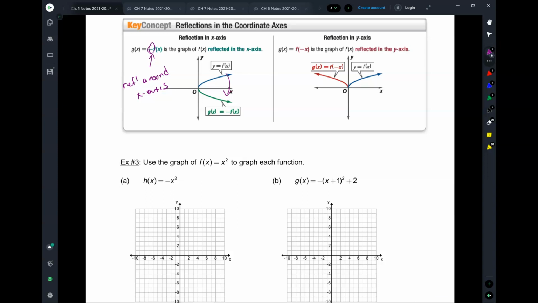Did we not give an example of the horizontal? Are we not doing? No.